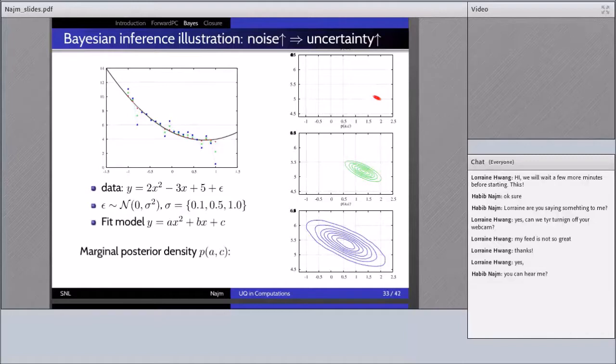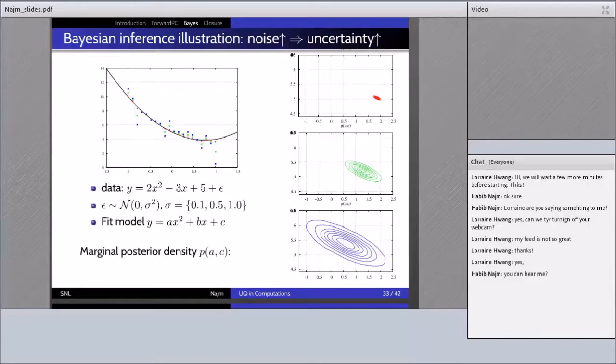And we're showing three cases. The red case is with low noise, then green, then blue is with high noise. And you see the result. The true value of the parameter is 2 and 5 for A and C here. And if you have enough precision in the result, in other words, when the data noise is low, the posterior density is really tight, and you know the answer very well, you also know the location very well, right? So you know both the mean and the uncertainty in the parameters very well.